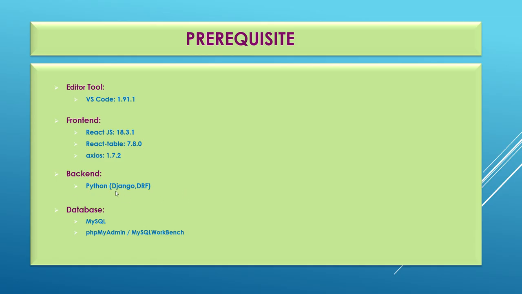And these are some frameworks like Django and Django REST framework we are going to use to create a development web application in Python. And as a database, we are going to use MySQL. To create a database on the MySQL side, we can either use PHP or MySQL Workbench. Either will do fine. This is about all the prerequisites we need to be ready with to create this full stack application.